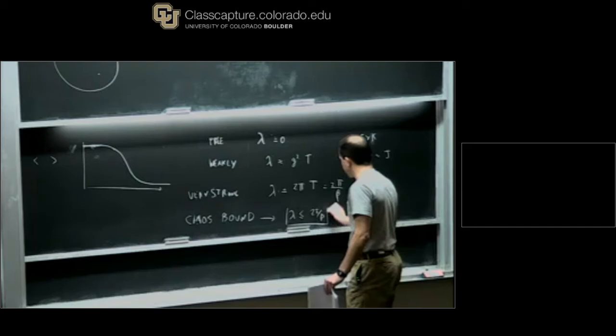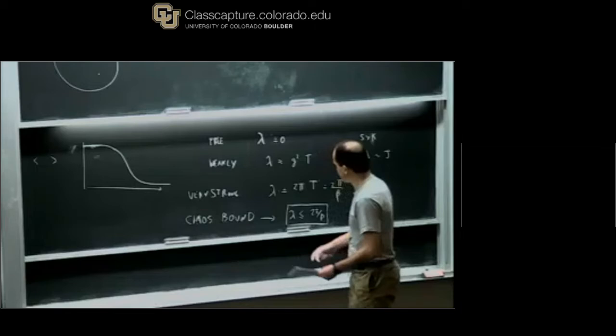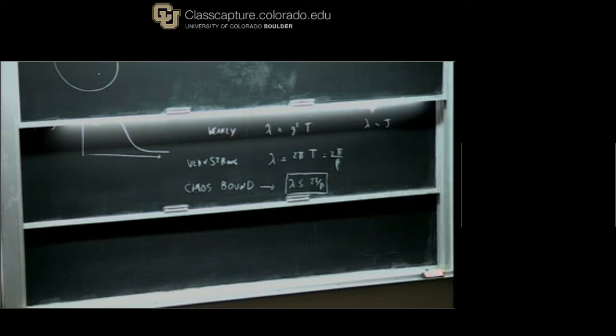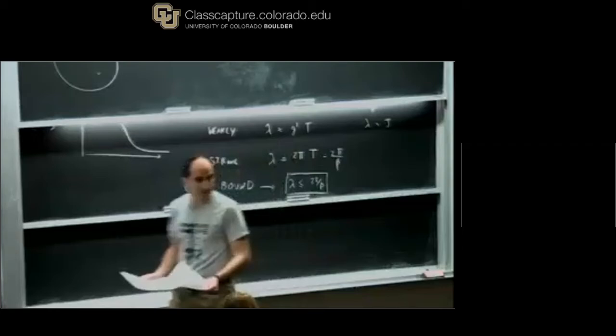Okay. I didn't show you how to prove this. This was argued by Stanford, Shenker, and myself. The argument basically uses simple notions of complex analyticity. By taking the correlator and analytically continuing the time, and then using simple analyticity properties, you can argue this formula. Yes?